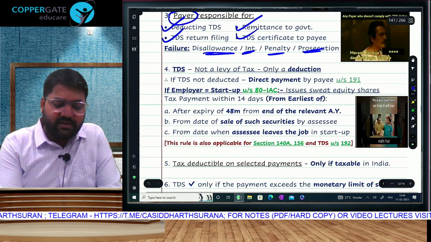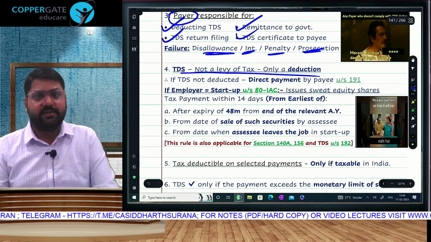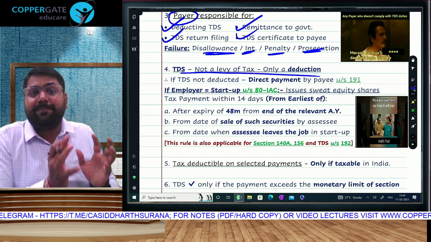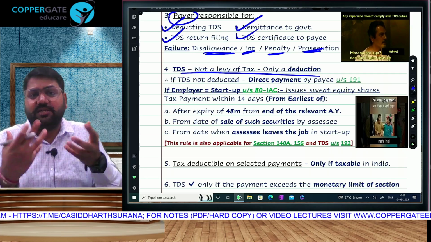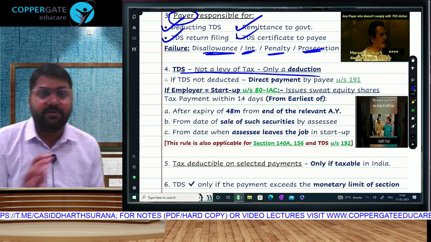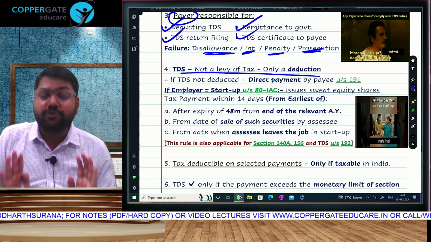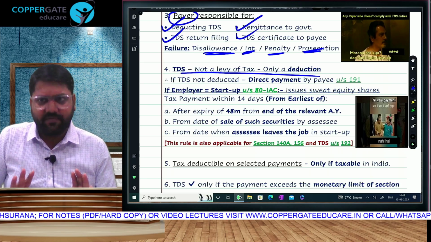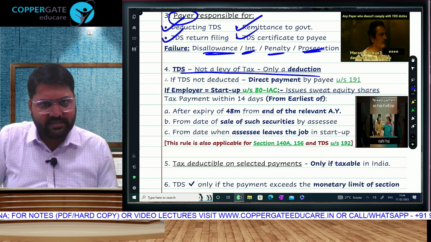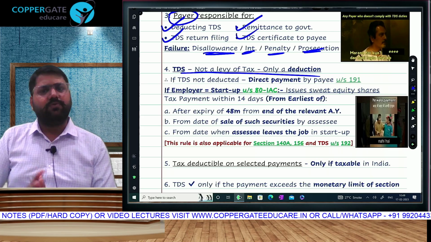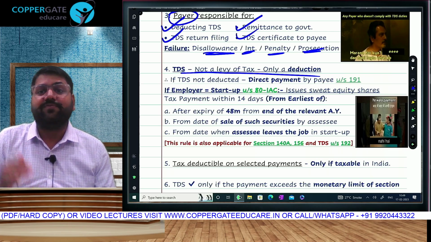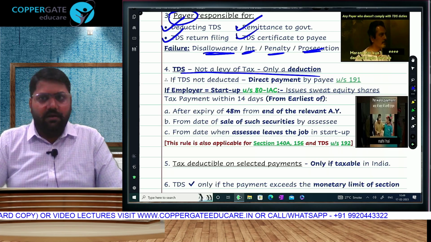As a clarification, TDS is not a levy of tax. It is only a deduction. The tax rates that will be applicable are the ones that we have studied, whether in the introduction chapter, MAT chapter, partnership firm chapter, old regime, new regime, special rate, normal rate. Tax calculation will be on those rates. It is only a deduction. If you have liability, then adjust this against your liability, and if you have no liability, you get it as credit. It is not a levy of tax. It is not an extra tax that we are levying.